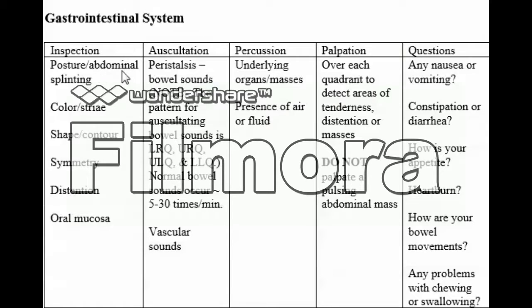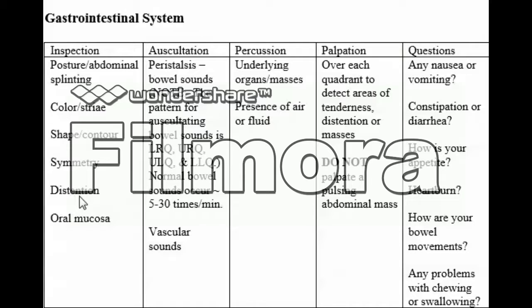We have posture, abdominal splinting. Another word for splinting is guarding. So if you see somebody that has abdominal pain and you go to touch them, you'll notice they'll guard it. They'll try to protect themselves. Okay? Striae, those are stretch marks. You're looking at the shape and the contour of the abdominal cavity, whether there's symmetry.